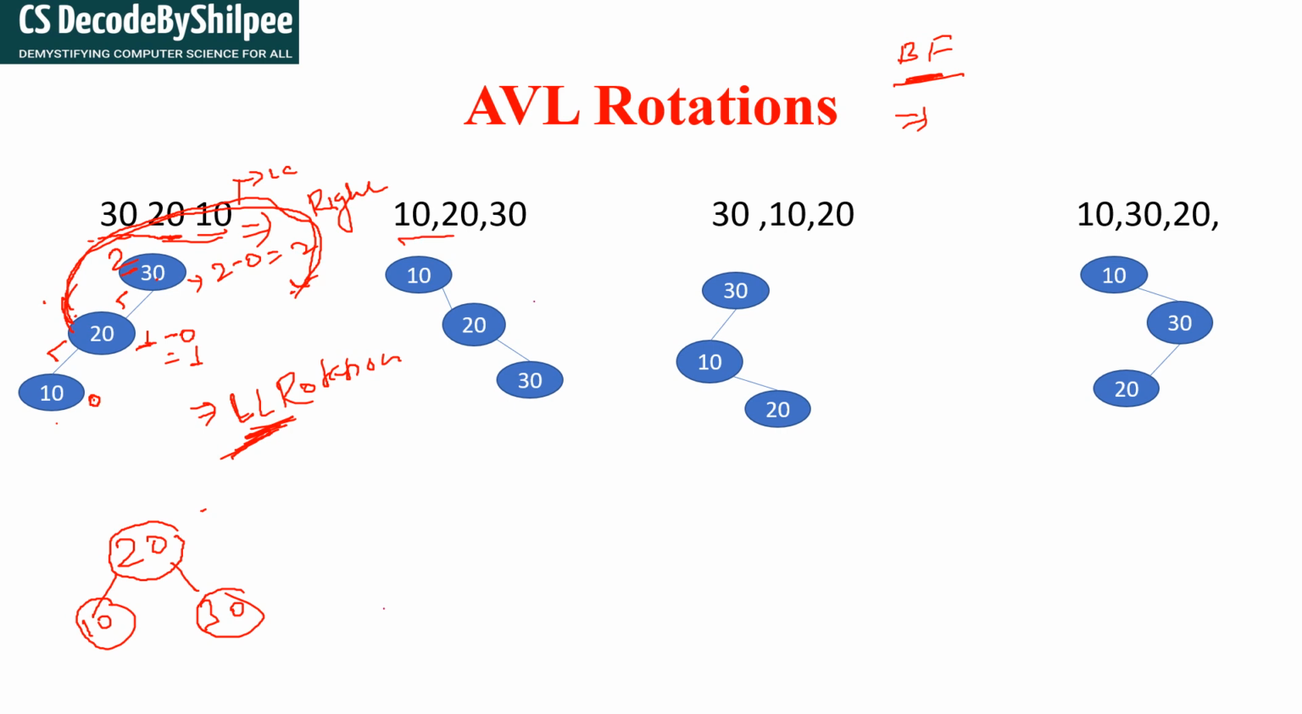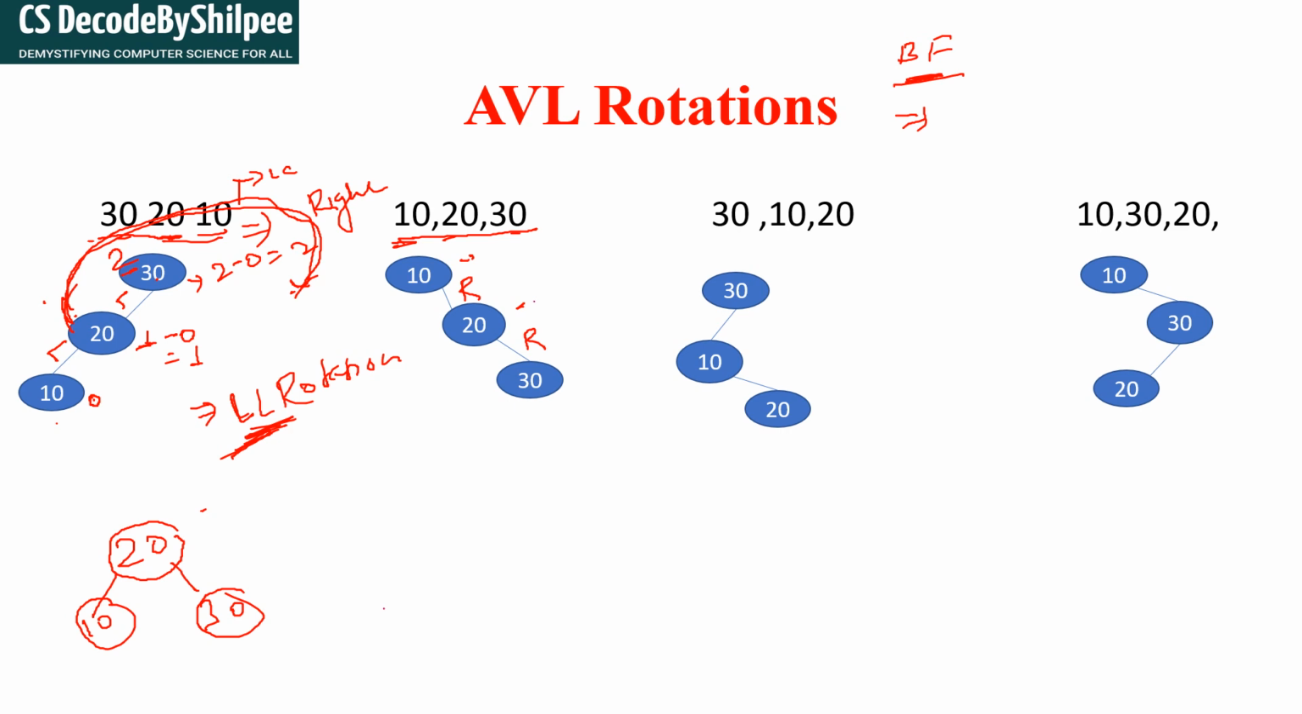Coming to another one. Suppose they have given 10, so 10 has been started. 20 is greater than 10, so 20 will come in the right side. 30 is greater than 20, so 30 will come to the right side, right? So if you observe, this is the RR problem.